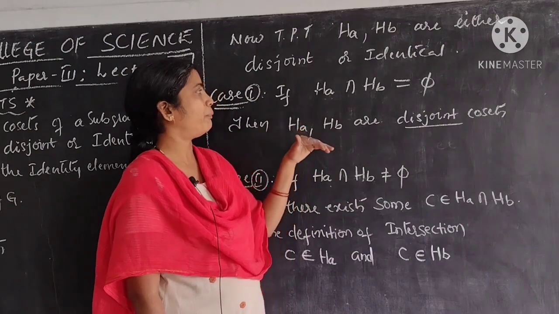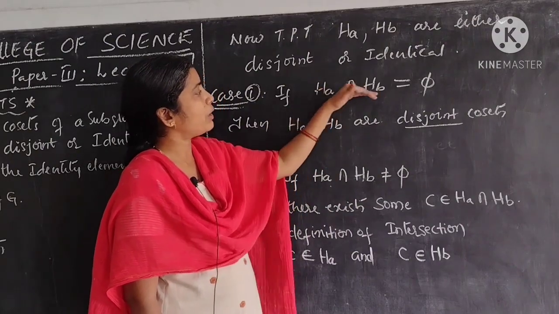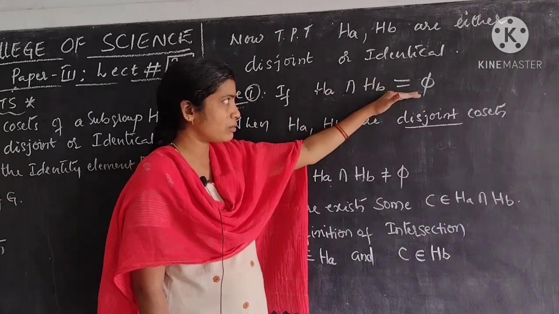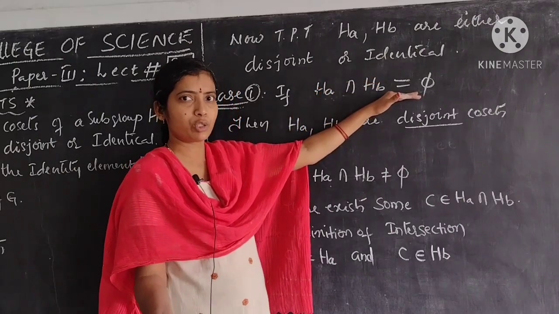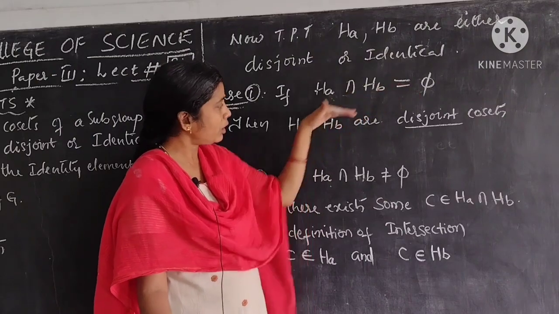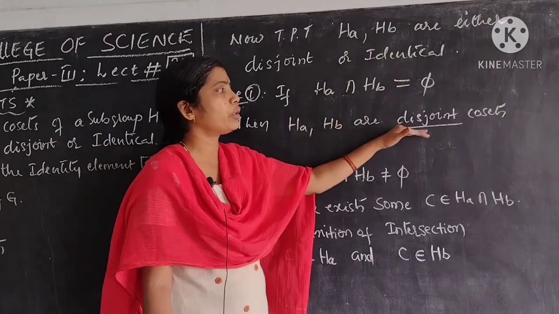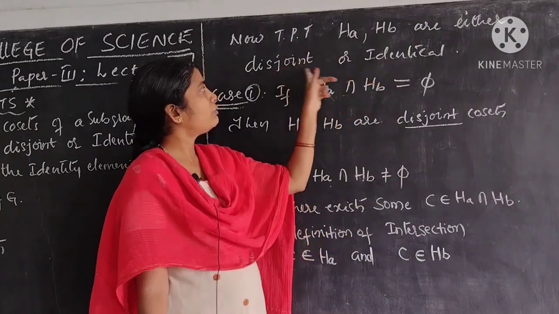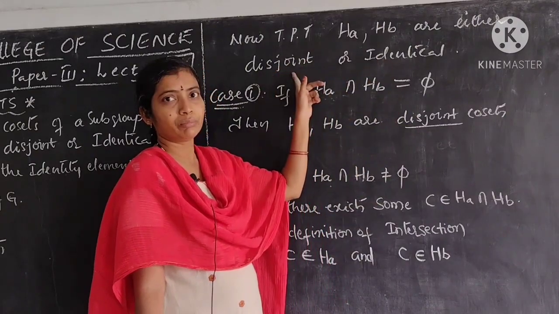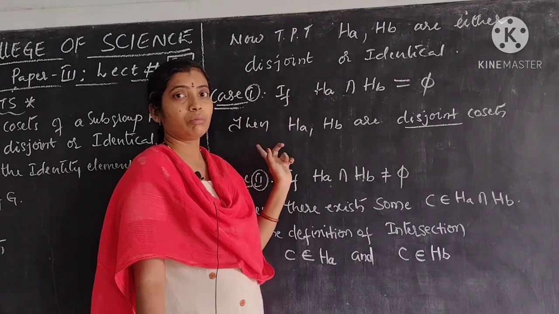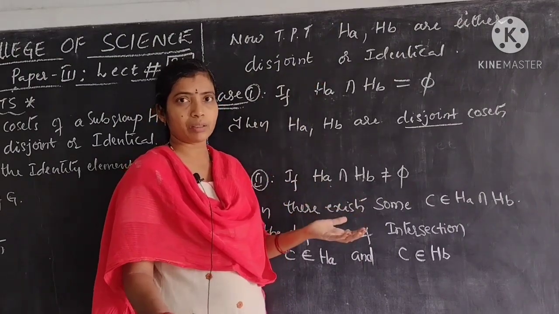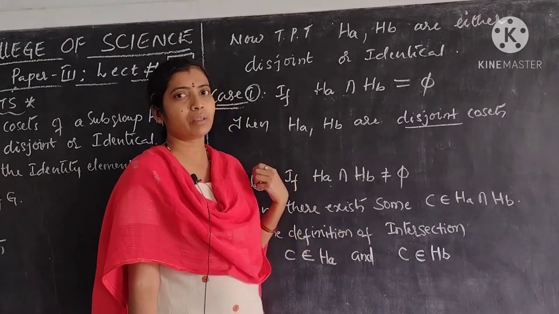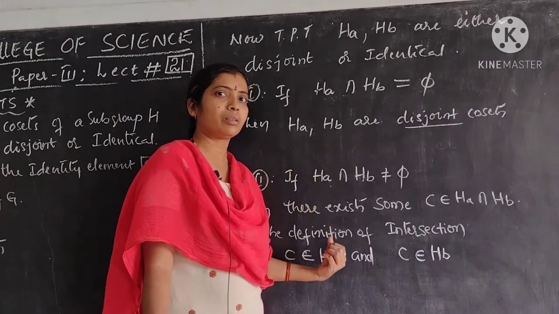We will see. HA and HB cosets have no common elements. It is nothing but the definition of disjoint cosets. So, here HA and HB are disjoint cosets. Nothing to prove in this case. One of the conditions is over. Case 2. Whenever they have common elements, the intersection set having common elements, what happens? Are the cosets identical or not? We will see.